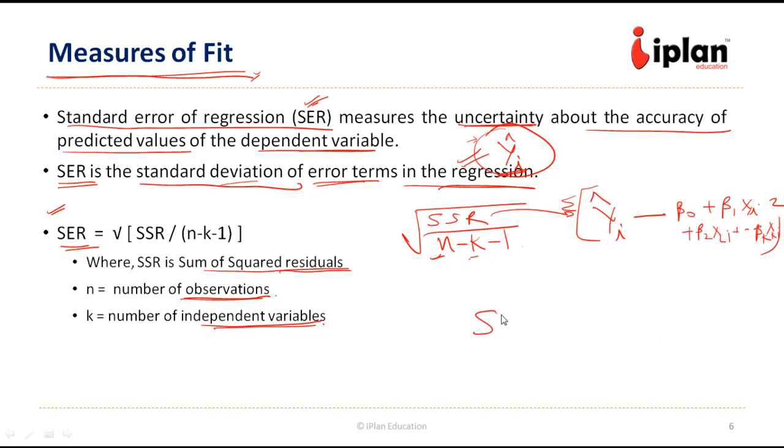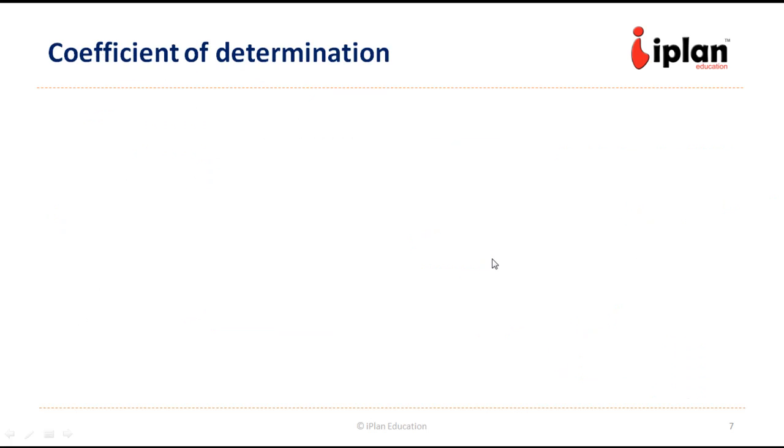If we remember, in the case of simple linear regression, we had the value of k equal to 1. So we had the formula as SER is equal to the square root of SSR divided by n minus 2. So this was the case for simple linear regression. In the case of multiple regression, we are going to have the value of k, whichever is applicable in this case. Let us look at the other parameter, which is the coefficient of determination. This is the parameter which will tell us how good our model is, how much of the variation in the dependent variable can be explained by the independent variables in the equation.